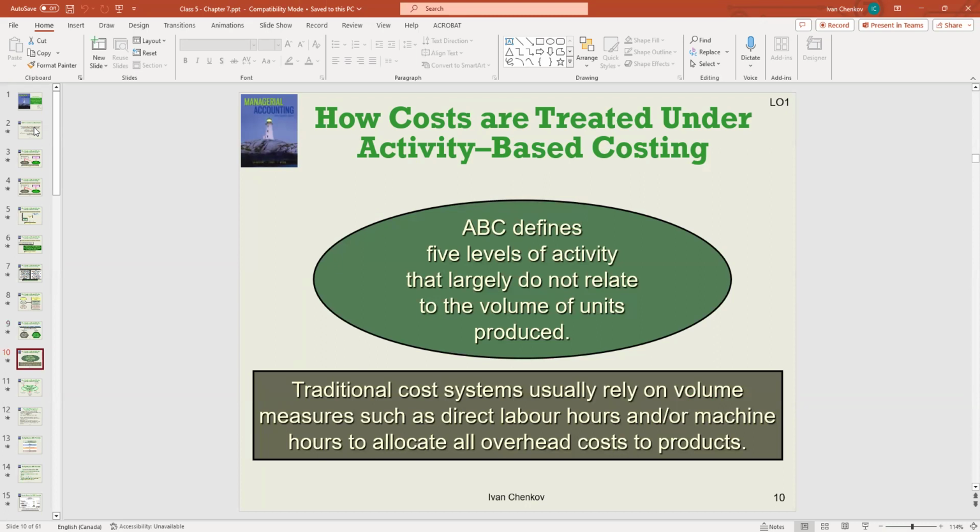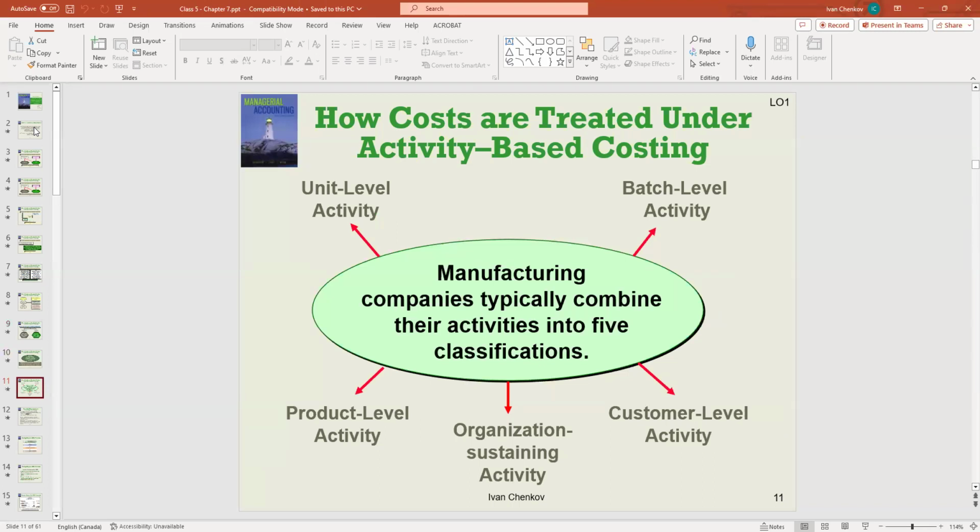So in activity-based costing, we're going to define 5 levels of activity, whereas in the traditional, we're going to rely only on the volume measures. Which are those 5 levels of activity that we're going to identify in activity-based costing? We can start with the lowest level of activity. That most likely will be the unit level of activity. The unit level of activity is for when we have to produce one single unit.